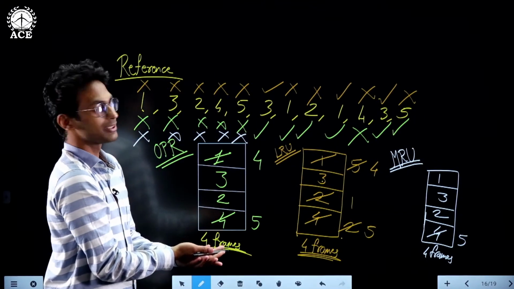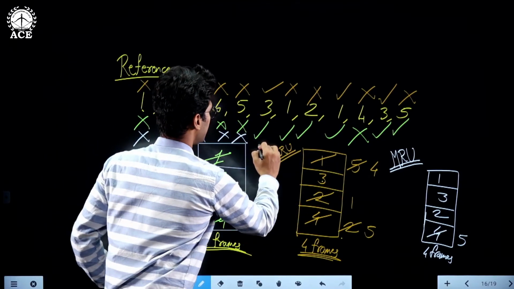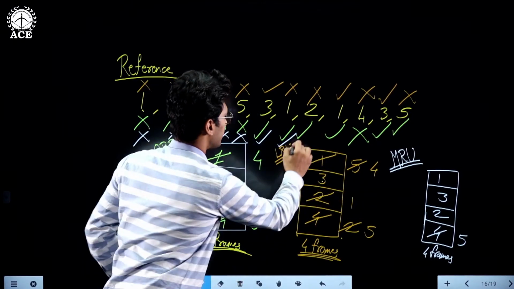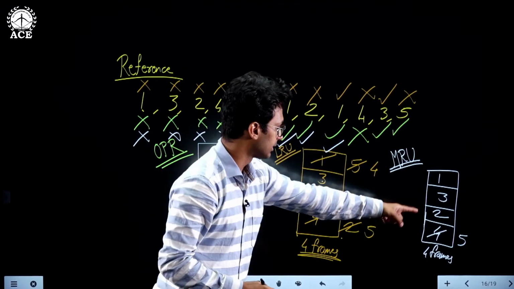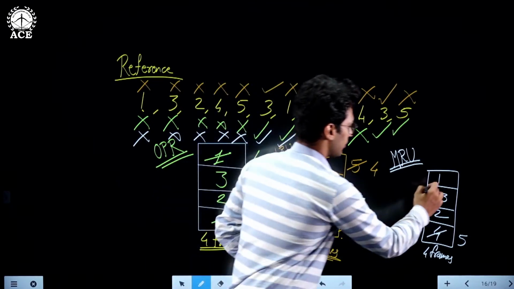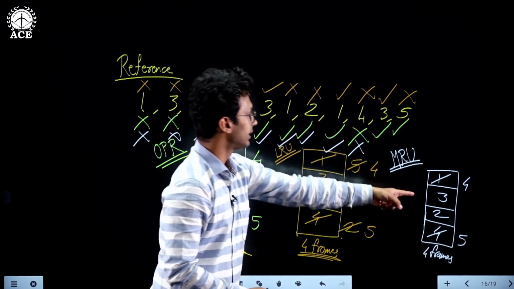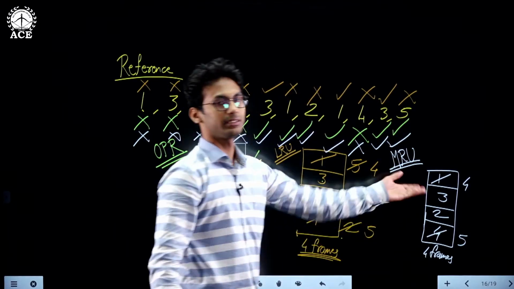This is the easiest. Most recently used is the easiest, isn't it? 3. Is there 3? 3 is there. Page hit. 1 is there. Hit. 2 is there. Hit. 1 again hit. 4 is there? No, 4 is not there. Most recently used is 1, isn't it? Replace 1 with 4. Done. This was fault. 3, it is there. Hit. 5, it is there. Hit. Very easy. This was the easiest one, isn't it?